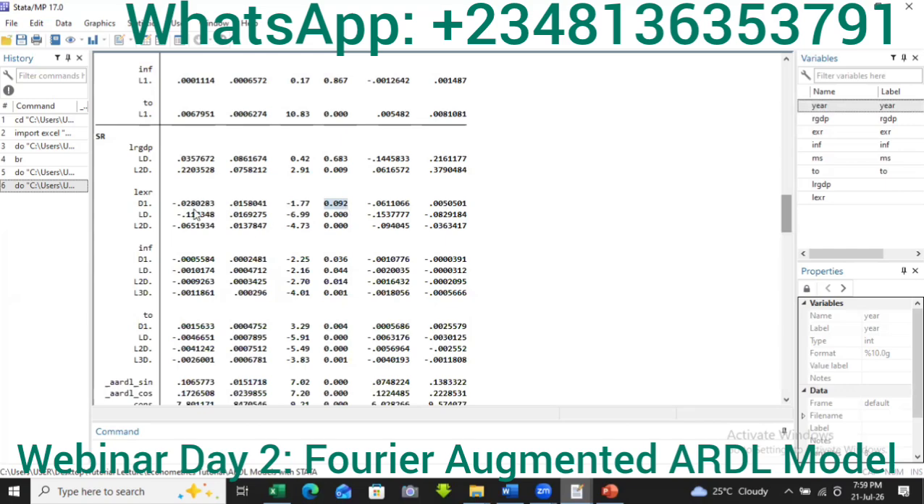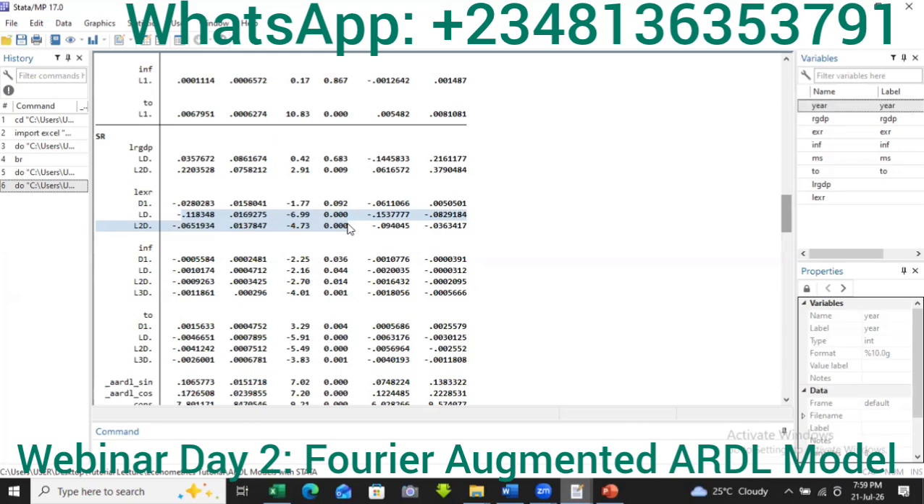So we move to the next one, okay. This lag difference, this one and this one are significant, okay. Because this one is significant and this one is also significant, it means that in the short run, exchange rate has a negative impact on real GDP, meaning that if there is depreciation in the short run, it will lead to a decrease in real GDP.